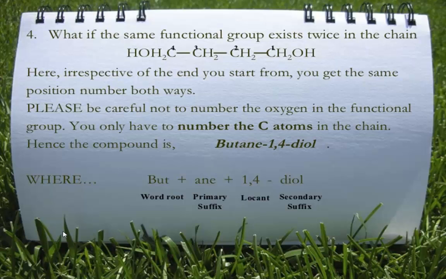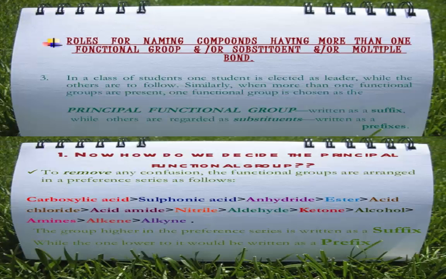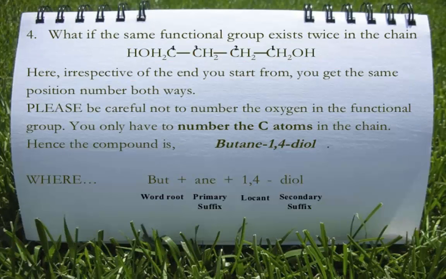Next, another rule. First, you observe this example. What if the same functional group exists twice in the chain? Yes, when you observe this compound structure, this one contains an OH group on the first carbon atom as well as an OH group on the second carbon atom. At that time you use the words di, tri, etc. It means when similar groups are present in the same compound, then use the word di, tri, etc.